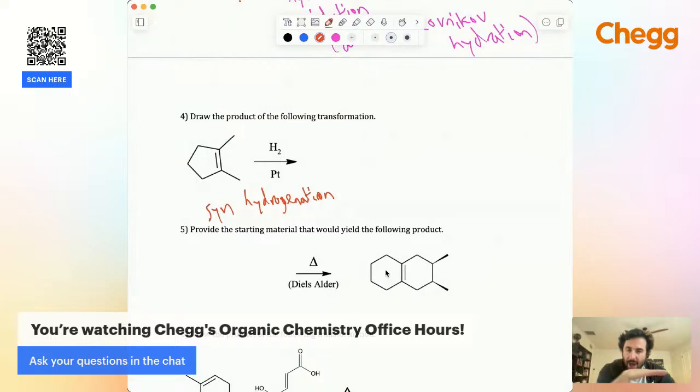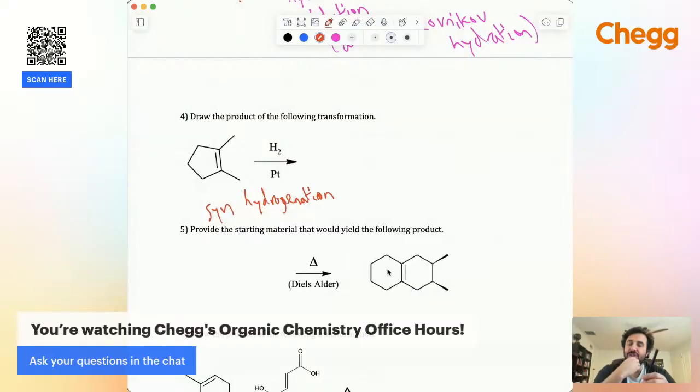So you have a solid metal catalytic surface, and the hydrogen molecules migrate towards that surface. That promotes the cleaving of the hydrogen-hydrogen bond, and now all of a sudden you have hydrogen atoms sticking off the metal surface like this. Then what happens is the substrate approaches, and then the hydrogen atoms add to the double bond directly from the metal surface.